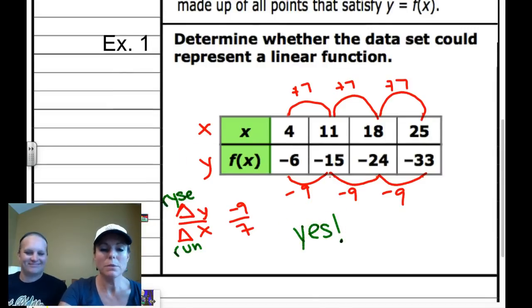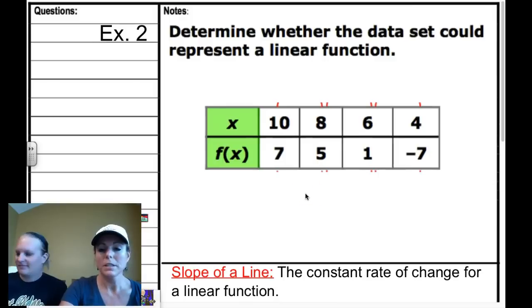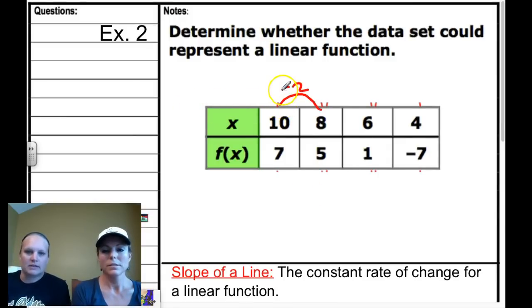All right, example number 2. Let's do the same thing. Again, from 10 to 8, we went down 2. From 8 to 6, we went down 2. So far, so good. 6 to 4, we went down 2.